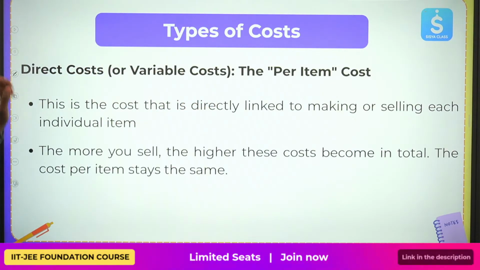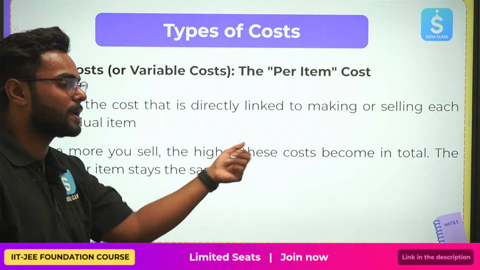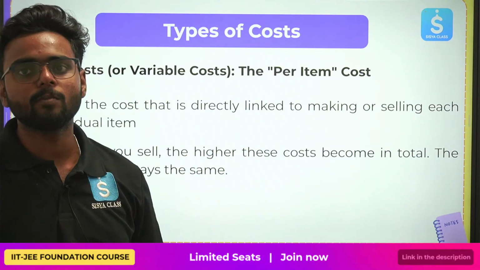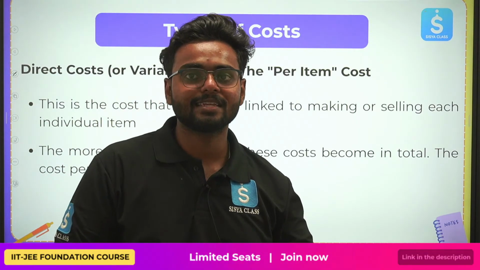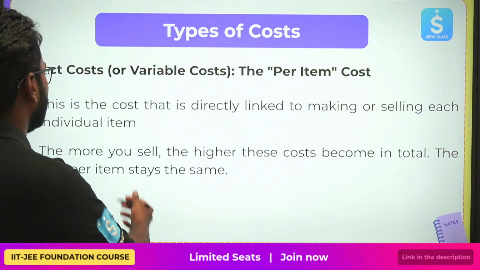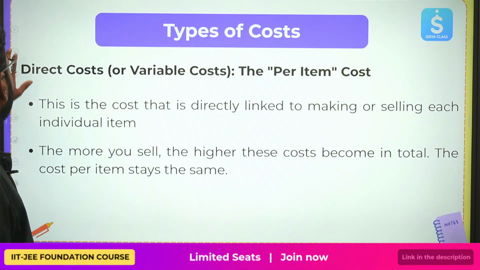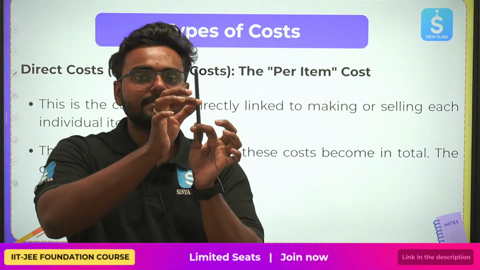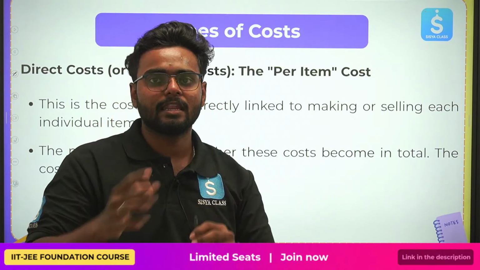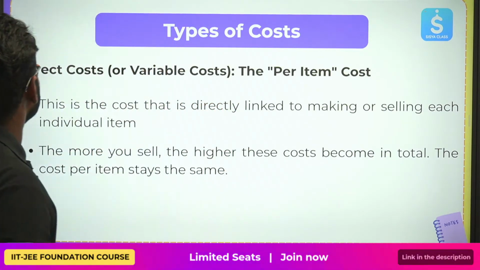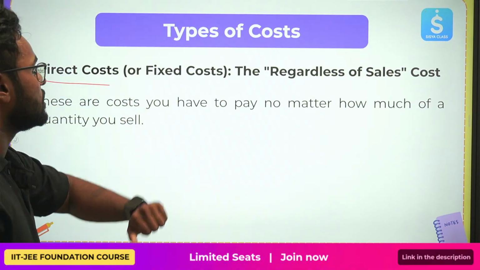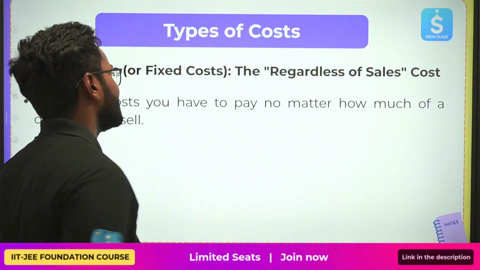Let's see the second point. The more you sell, the higher this cost becomes in total. Obviously, you'd be producing more pens, you'd be needing more ink, which is increasing the variable or direct cost. But in this case, the cost of the ink per unit remains constant at any volume you use, right?